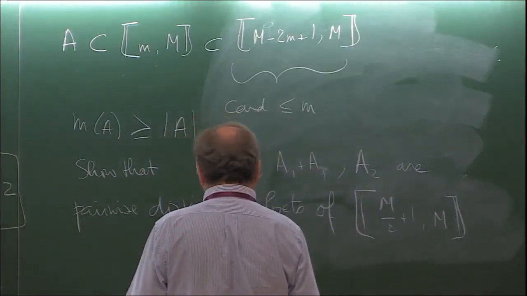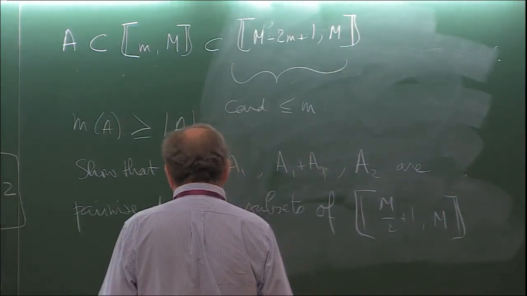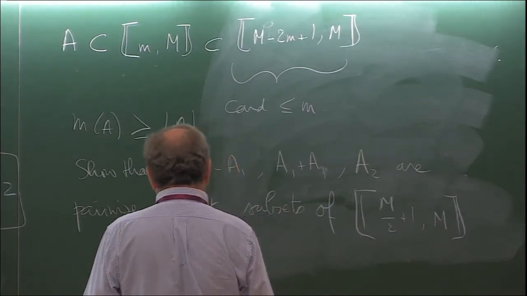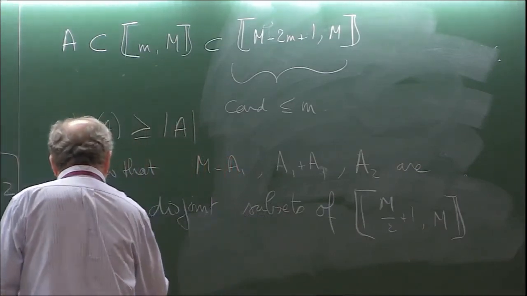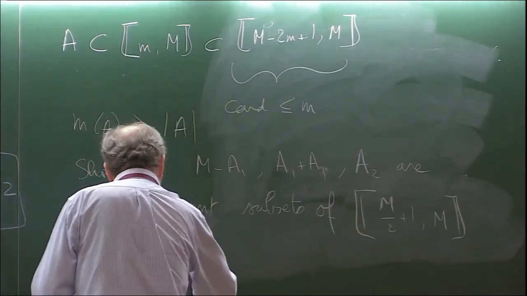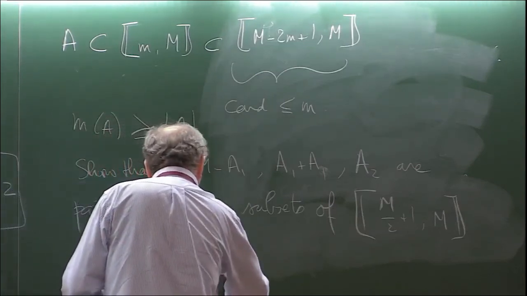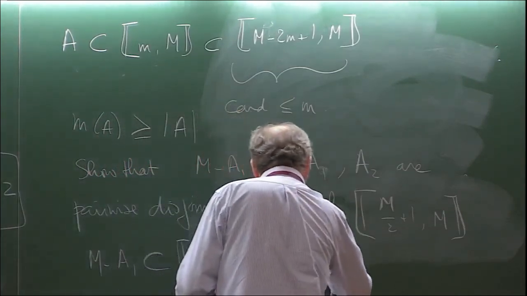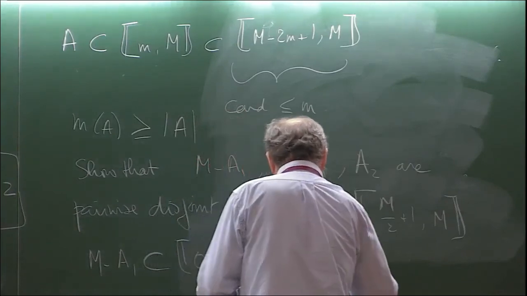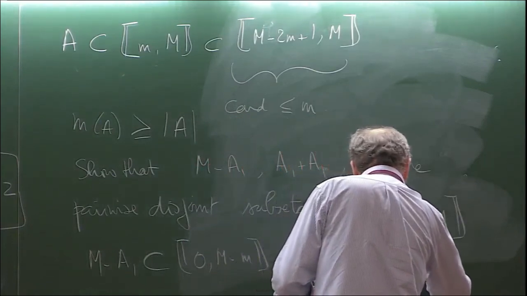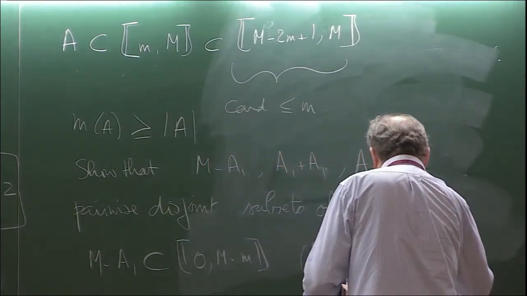So, of course, they are all like that. And so you have just to work a bit on that. And now M minus A1 is included in 0, M minus M. Okay, A1 plus A1 is included in 2M, capital M.